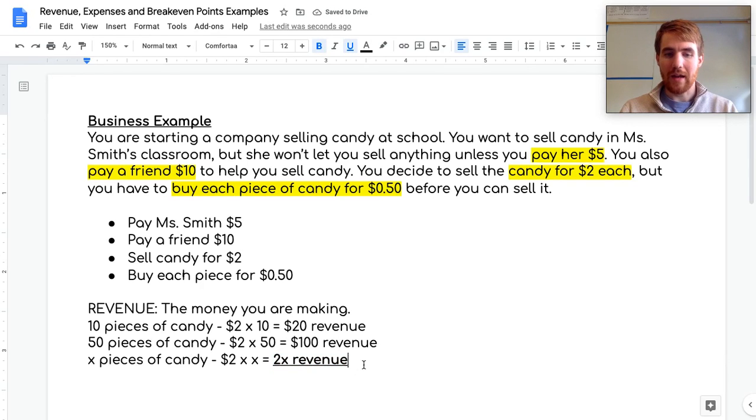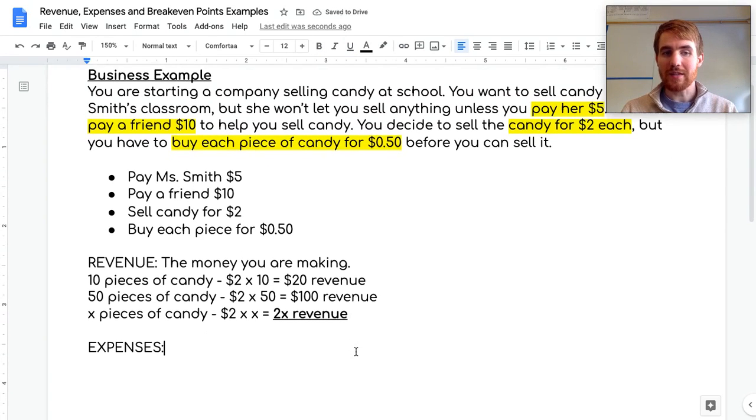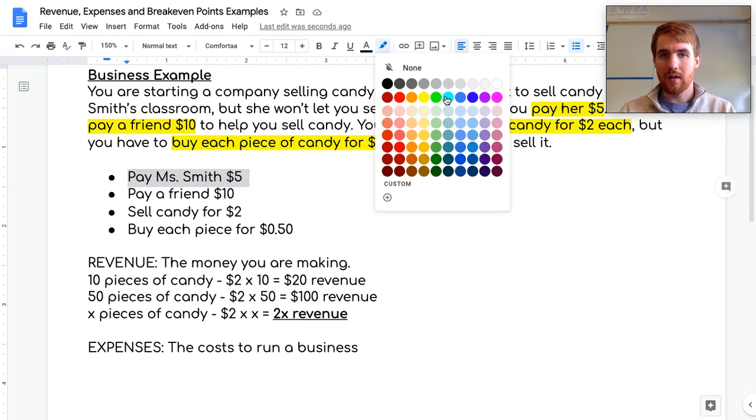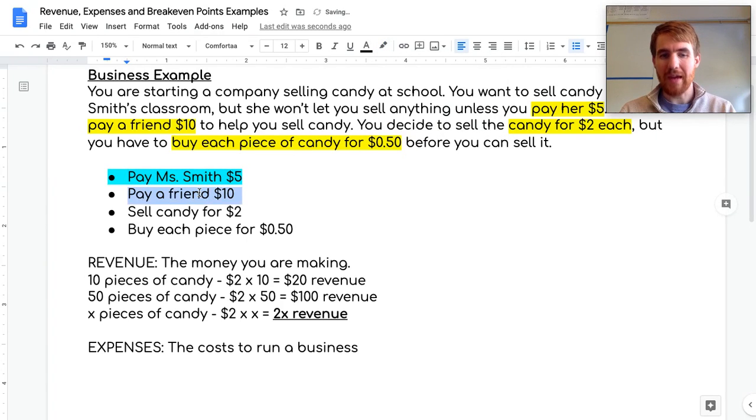Now let's go ahead and look at the expenses. The expenses are a bit more difficult to calculate. So again, what are the expenses? It's everything it costs to run a business. The costs to run a business. But we actually have a number of expenses in this problem. We have to pay Miss Smith $5. We have to pay a friend $10.